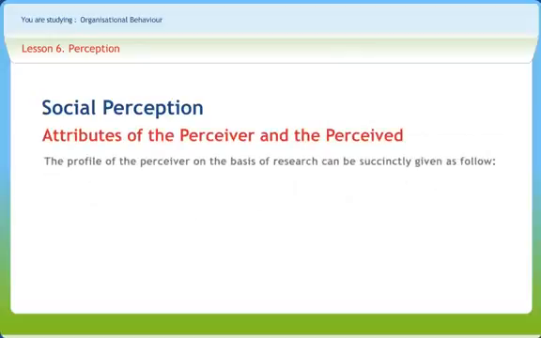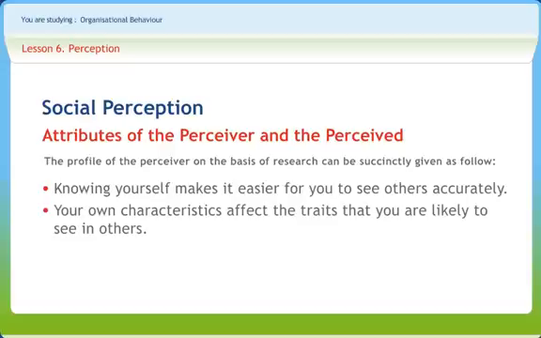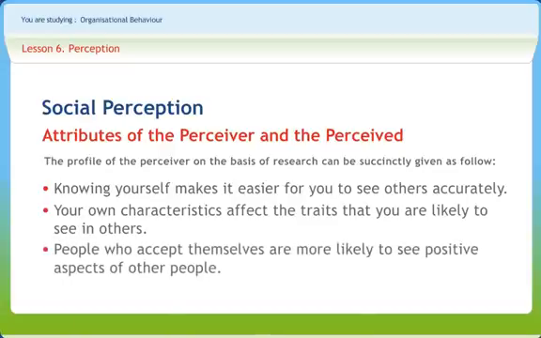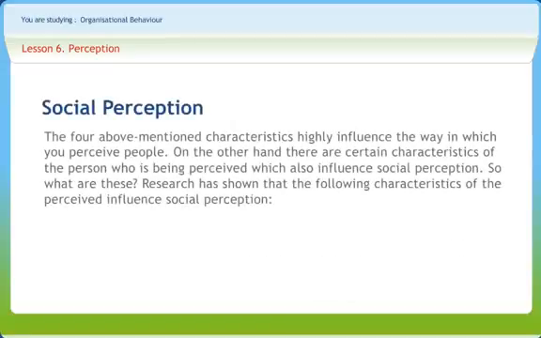The profile of the perceiver on the basis of research can be succinctly given as: knowing yourself makes it easier for you to see others accurately. Your own characteristics affect the traits that you are likely to see in others. People who accept themselves are more likely to see positive aspects of other people. Accuracy in perceiving others is not a single skill. These four characteristics highly influence the way in which you perceive people.